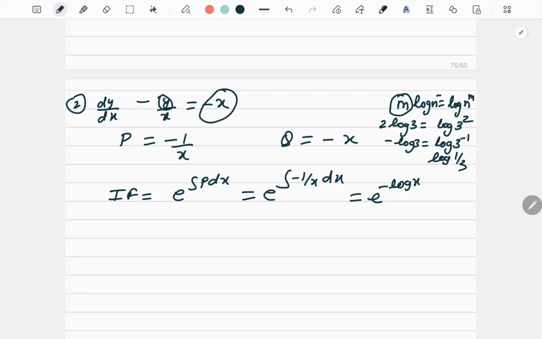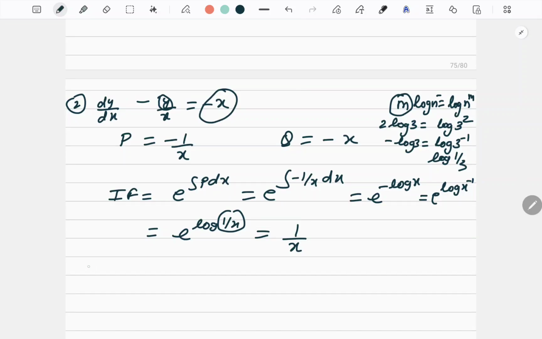Same thing I will use here. So this will become e to the power log x to the power minus 1. Okay. And e to the power log of 1 by x. And what I told you, e and log together means only the power will remain. So 1 by x. So my integrating factor is 1 by x.